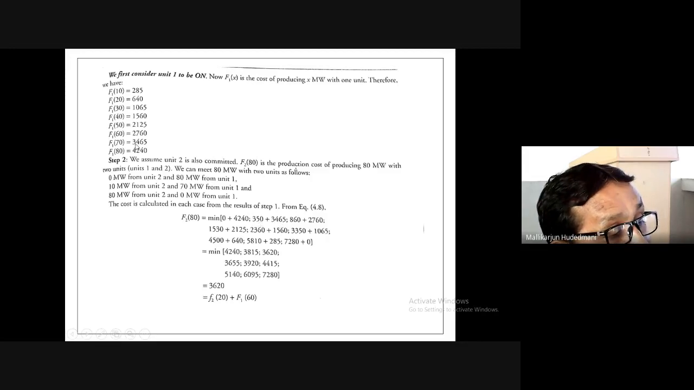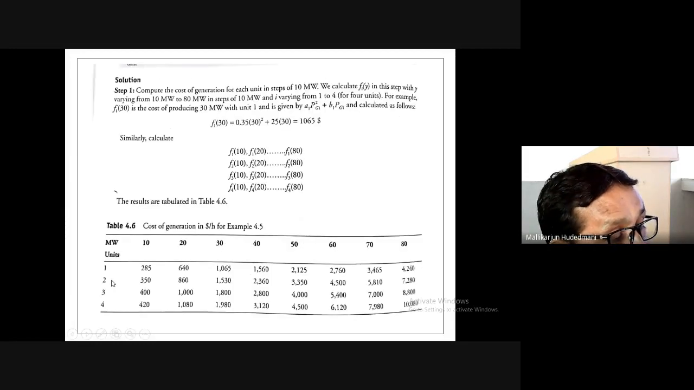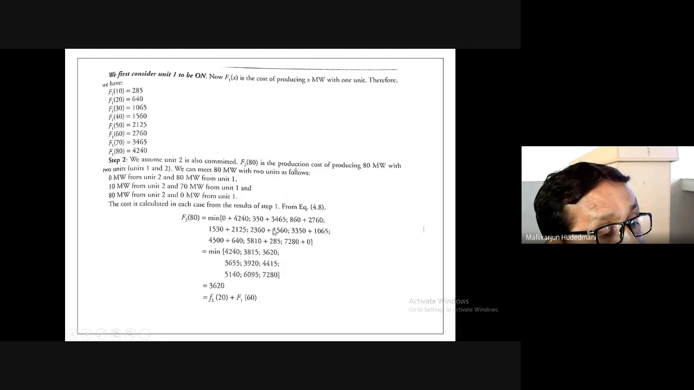You can see, this is 70, 3465. 70 means it must be 10. This 350 is 10 megawatts from machine number 1. You can see here, you kept ready this one. Then I use it. Then 2730. 2730 refers to 60 from machine 1, then 20 from other side. 60, 20. This is 20 from machine number 2.